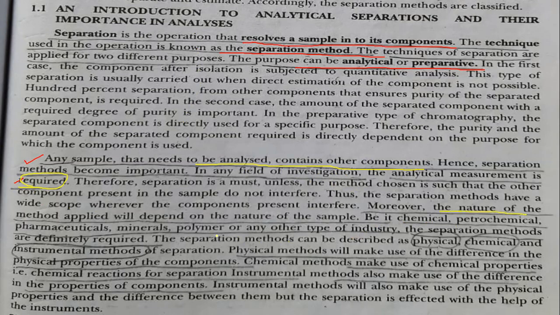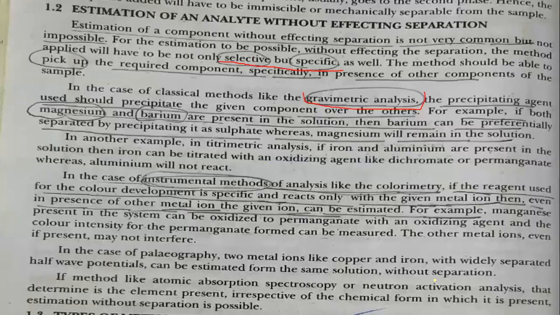Moreover, the nature of the method applied will depend on the nature of the sample you are handling at that moment, be it chemical, petrochemical, pharmaceutical, minerals, polymers, or any other type of industry. So separation methods are definitely required. Separation can be done on the basis of physical properties or chemical properties, or you can use an instrument. Physical separation is based on the physical properties of the components, chemical separation is based on the chemical properties of the components, and instrumental methods also make use of different properties of the components for separation.